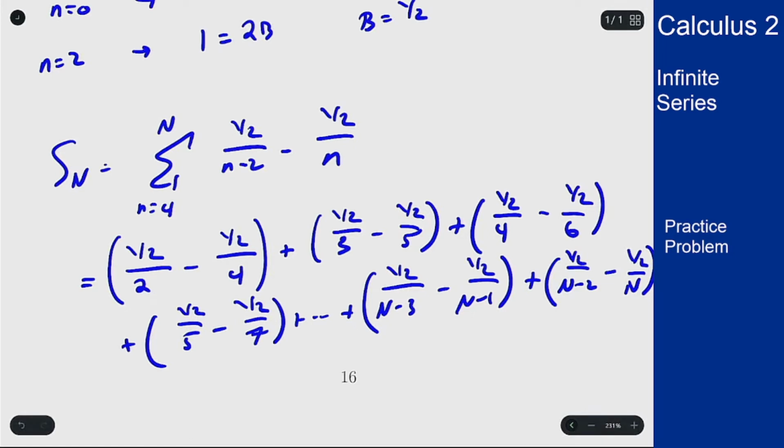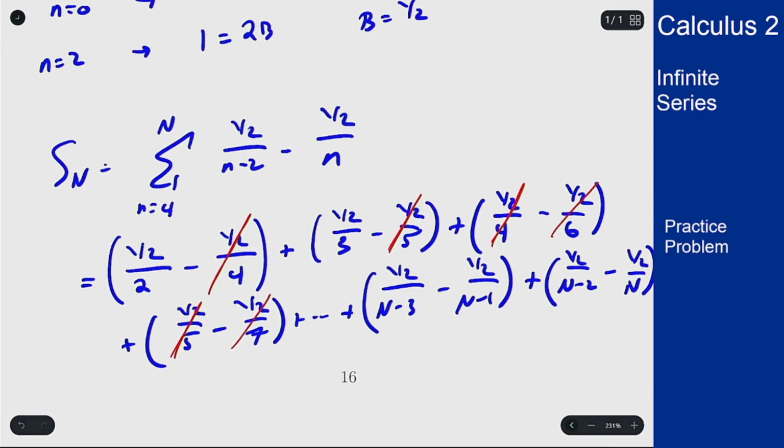Well, we see that this 1/2 over 4 will cancel with this plus 1/2 over 4 over here. This minus 1/2 over 5 will cancel with this one over here. And the pattern is going to continue where the negative term in this one will cancel out with the positive term 2 steps later. So this 1/2 over 6 will cancel with the 1/2 over 6 showing up in the next term right here. Same with the 1/2 over 7 over here.